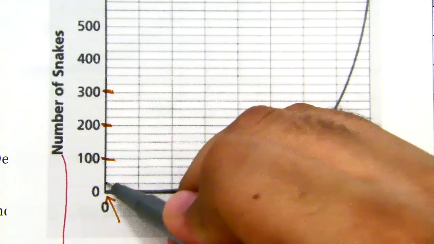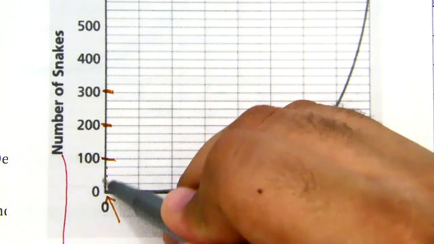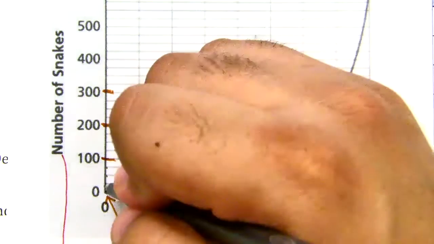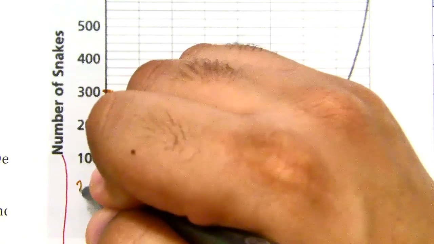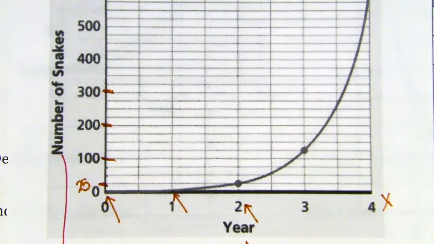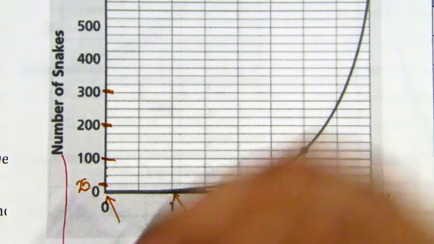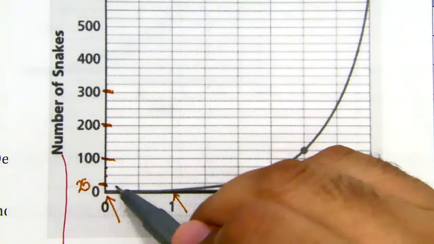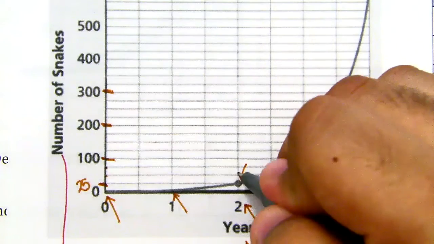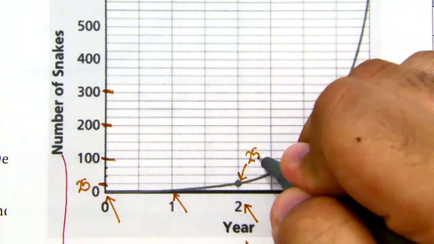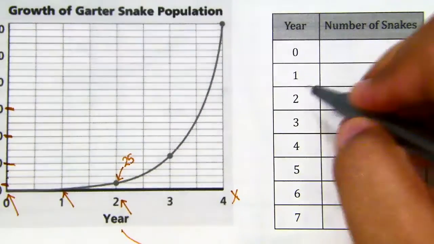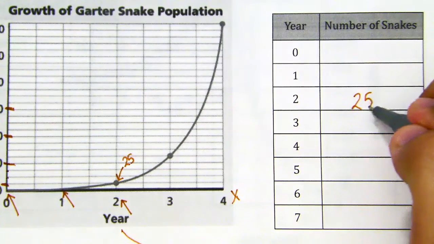I see that there are 1, 2, 3, 4 sections between 0 and 100. So 100 divided by 4 tells me that each of these sections has to be worth 25. So I know this is 25, 50, 75, 100. If I follow this line over here, I can see that this point has a y value of 25. So at 2 years, this graph tells me that I have 25 snakes. So I'm starting off over here. At 2 years, I have 25 snakes.